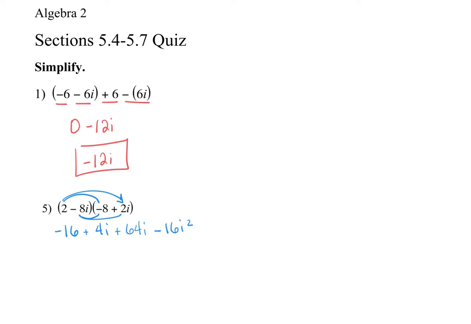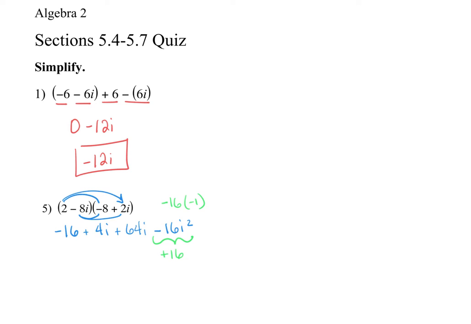So normally we would just combine our like terms. But before we do that, when we have i's involved, we need to think about the fact that this right here is the same thing as -16 times -1. So that's the same thing as +16. And once you do that, you want to combine your real portions and your imaginary portions.